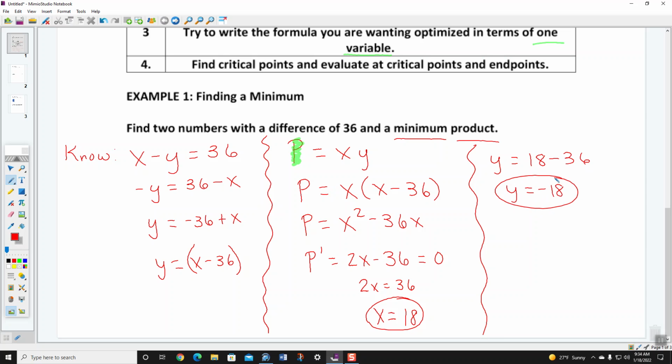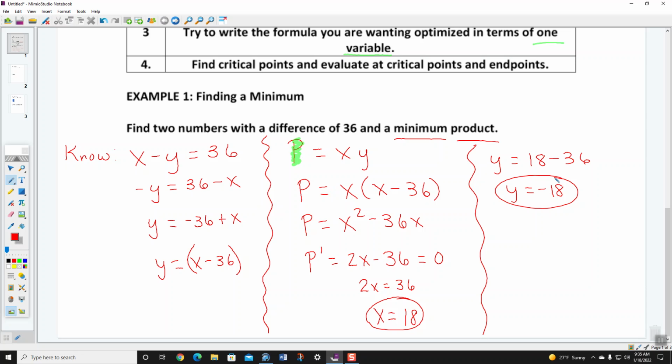If you have two numbers such that their difference is 36, I want to know which of those two numbers, x minus y equals 36, gives you a minimum product. Turns out the values are x equals 18 and what? Negative 18. What if I extended this question and said, what is the minimum product then? What would you do?